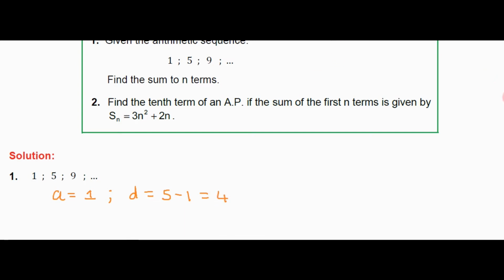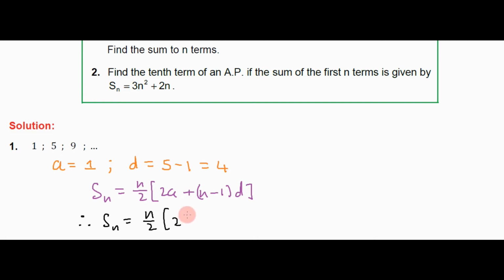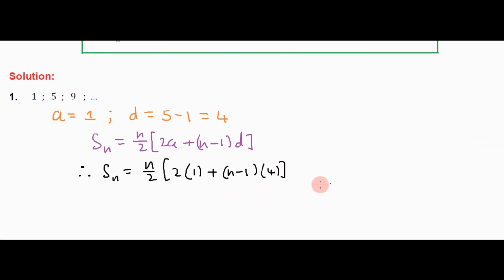Now we use a sum formula. So S sub n equals n over 2 into 2a plus n minus 1 times d. And we merely substitute in the values of a and d. So we get S sub n equals n over 2 into 2 times a, so 2 times 1, plus n minus 1 times d, and d is 4. So we can simplify inside the square brackets.